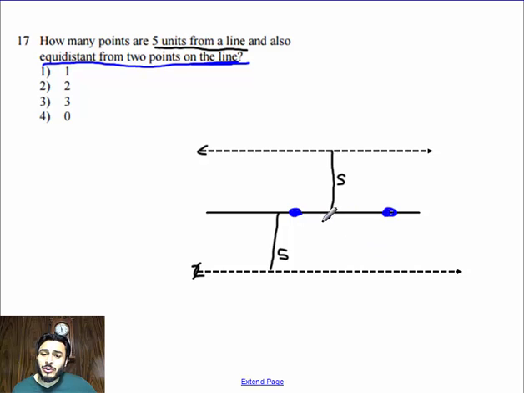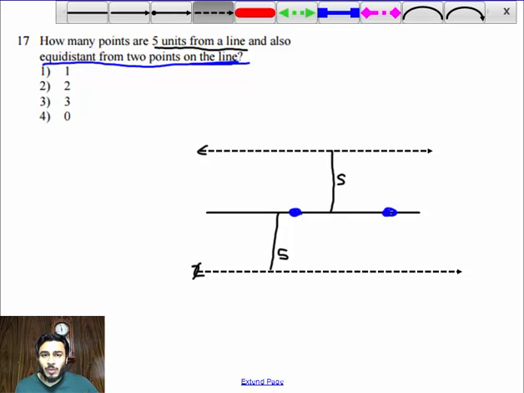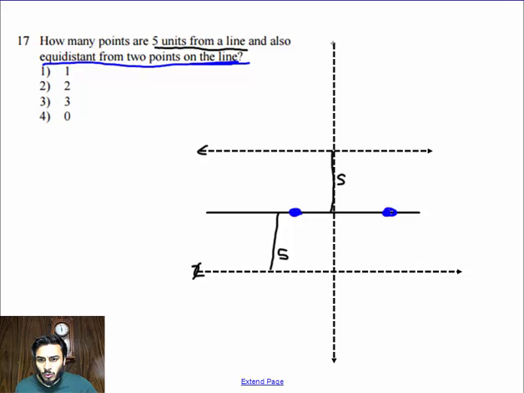So how can I represent all the points that are equidistant from these 2 points? Well, I can represent them by drawing a line like this right through the middle.